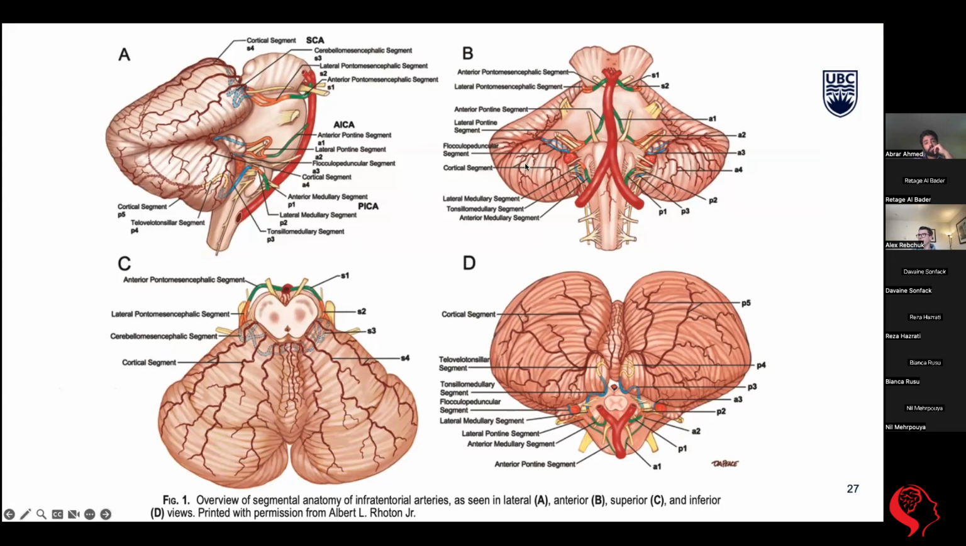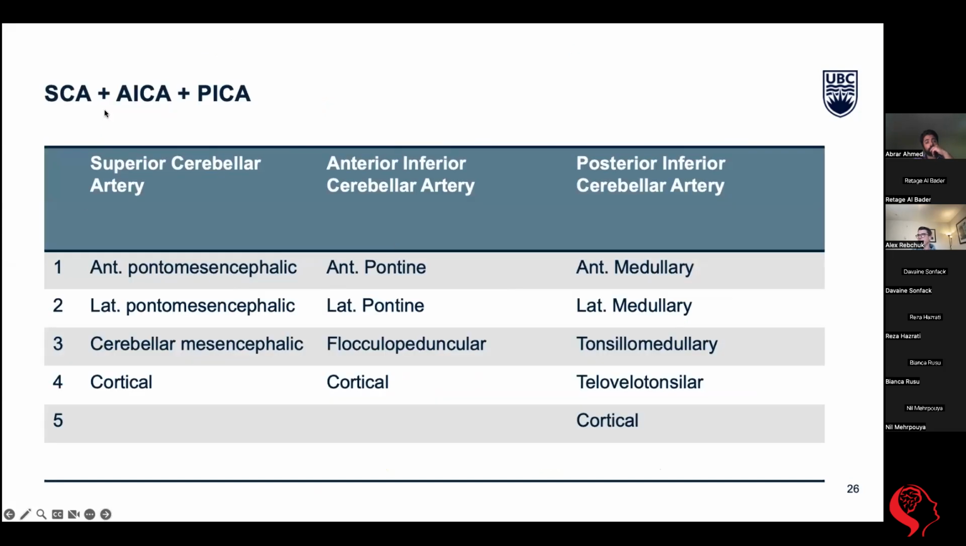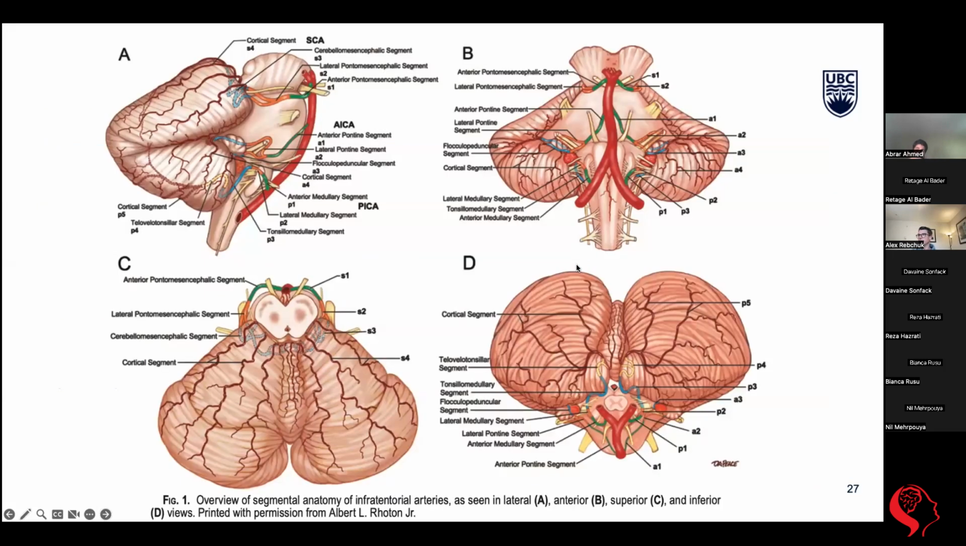They're all named. I won't go through all these in detail. You can look at this. This is taken from Lawton. He wrote a paper describing these segments. But again, being able to name all segments for the SCA, ICA, and PICA are certainly within expectation.